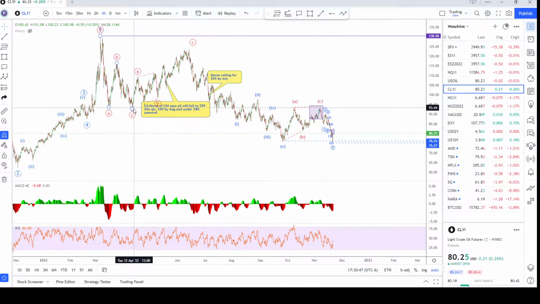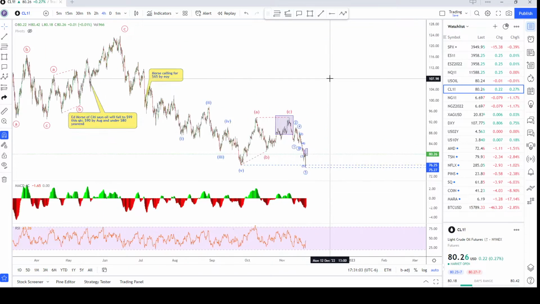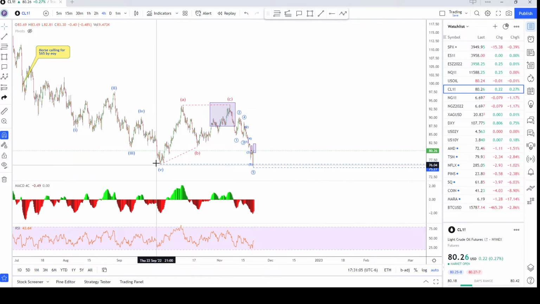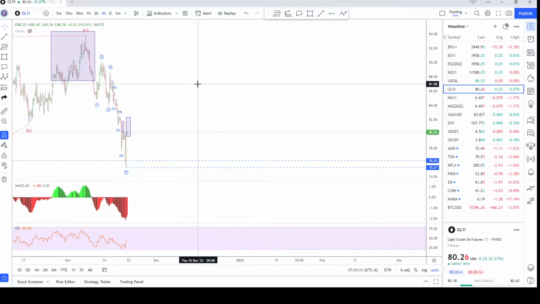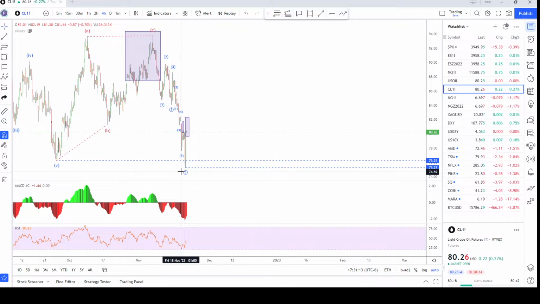And just like this one here, this C just barely broke the A, just by, I don't know, maybe 20 cents or so, and that's what we did today. Yeah, we broke it by almost $1. But so this could be done. It satisfies all the wave requirements, so leading diagonal, correction, ending diagonal.